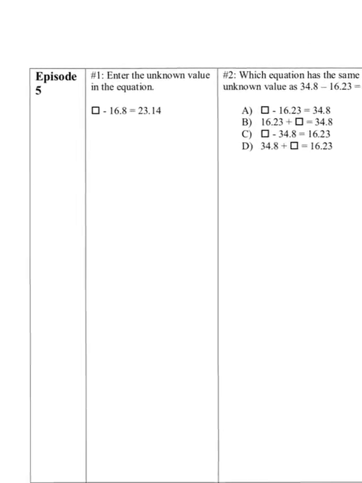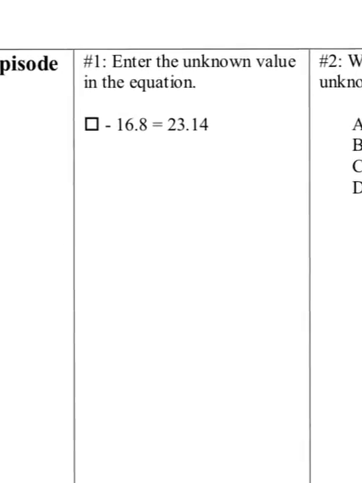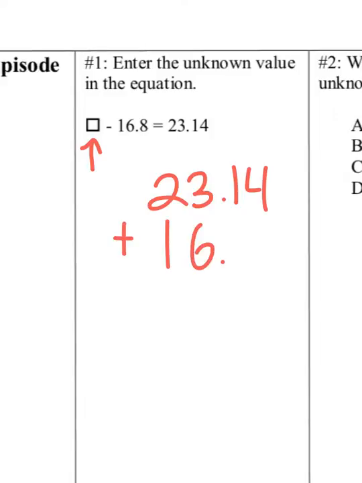For number 1, it says enter the unknown value in the equation. So we have a square minus 16.8 equals 23.14. We need this number to be a high number, because if you take 16 away from it and you still have 23 left, it's going to be a high number. So we have 23.14, and we have the other number. All we need to do is add them, and that's how you figure out the missing number.